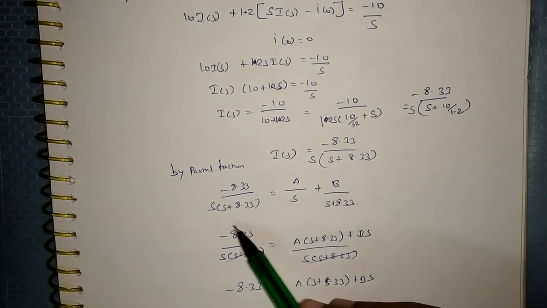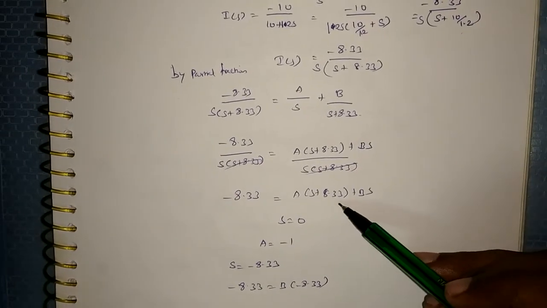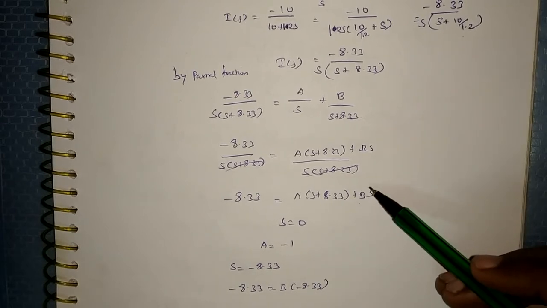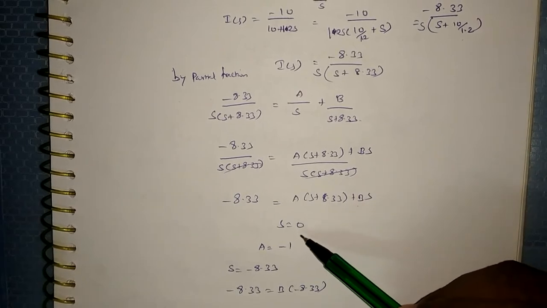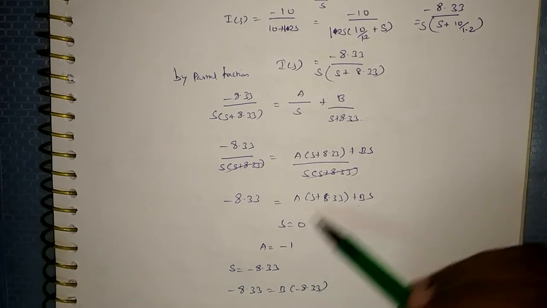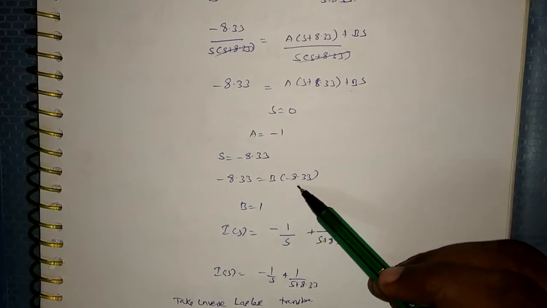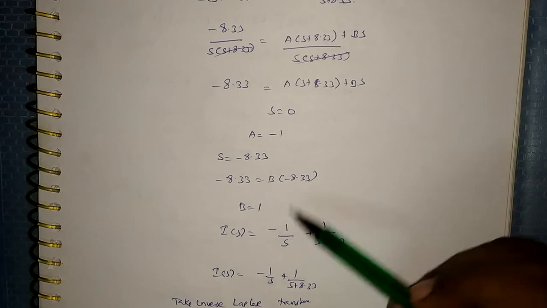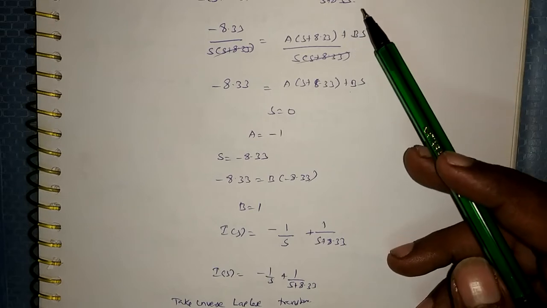I can take the LCM here so that I can cancel the denominator. I will get minus 8.33 equal to A times s plus 8.33 plus Bs. The s value can be 0 and s can be minus 8.33 in order to get A and B. Substitute s equal to 0, and I will get A equal to minus 1. Next, substitute s equal to minus 8.33: minus 8.33 equal to B times minus 8.33, so B will be equal to 1. So I of s equal to minus 1 by s plus 1 by s plus 8.33. Now I take the inverse Laplace transform.